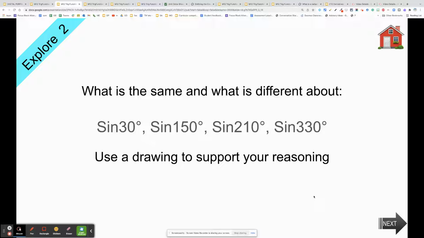Okay, what is the same and different about sine 30, sine 150, sine 210, and so on? So I'd like you to do this exploration right now. What's the same and what's different? I'd like you to draw a picture to support your reasoning. Press pause on this video right now, do your work, and check in with me.